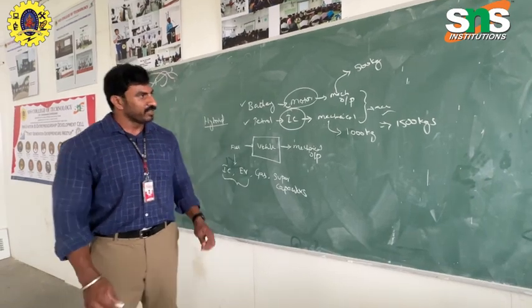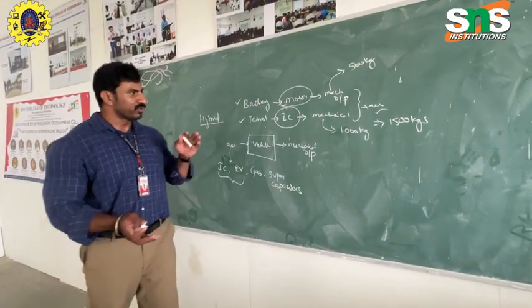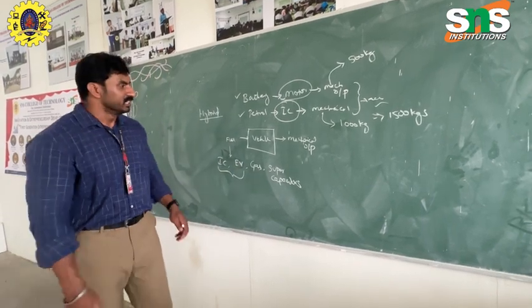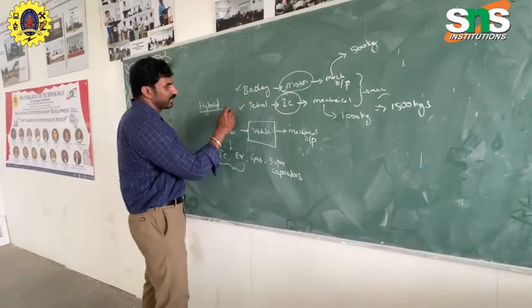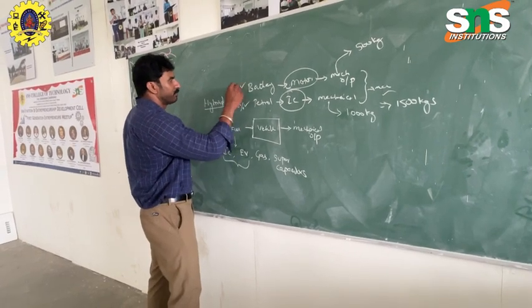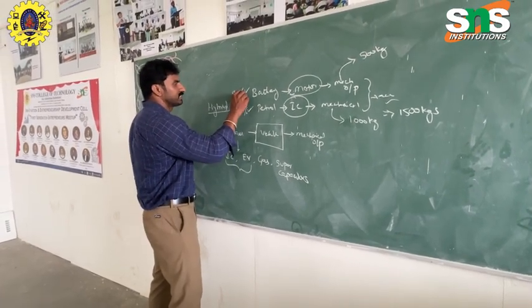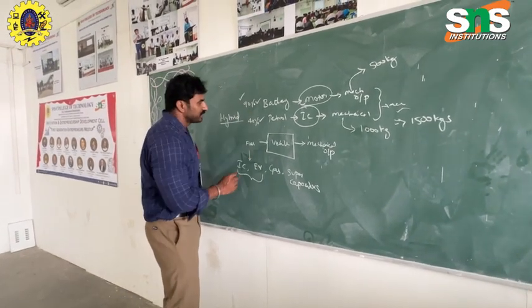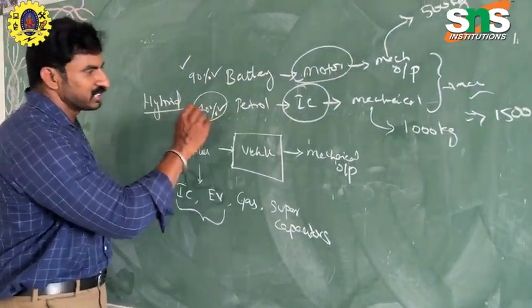At the same time, we are calculating how we are going to reduce the vehicle weight, as well as how we are calculating the efficiency. For example, in this petrol vehicle, we get only 40% efficiency. The battery will give 90% efficiency. So we can use 90% efficiency instead of 40% efficiency.